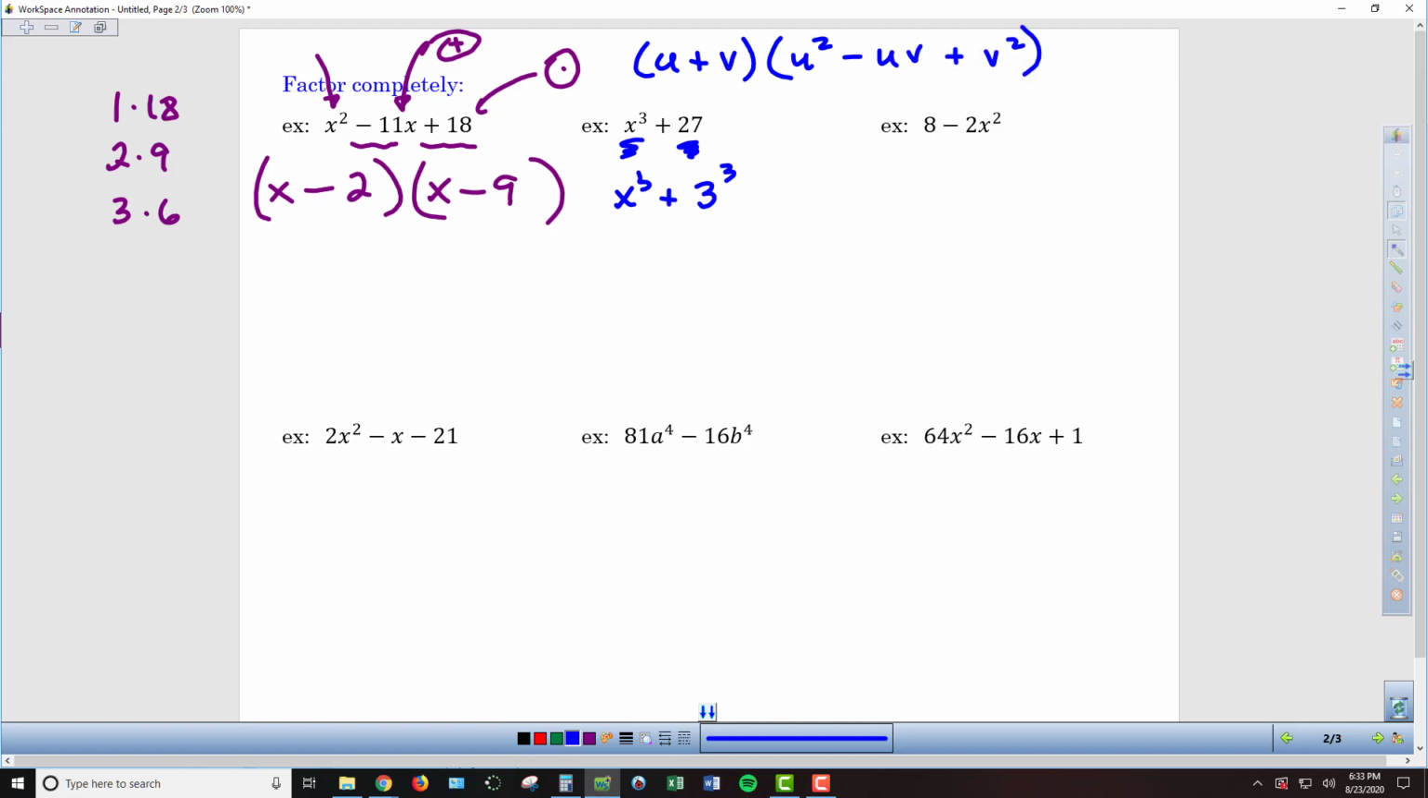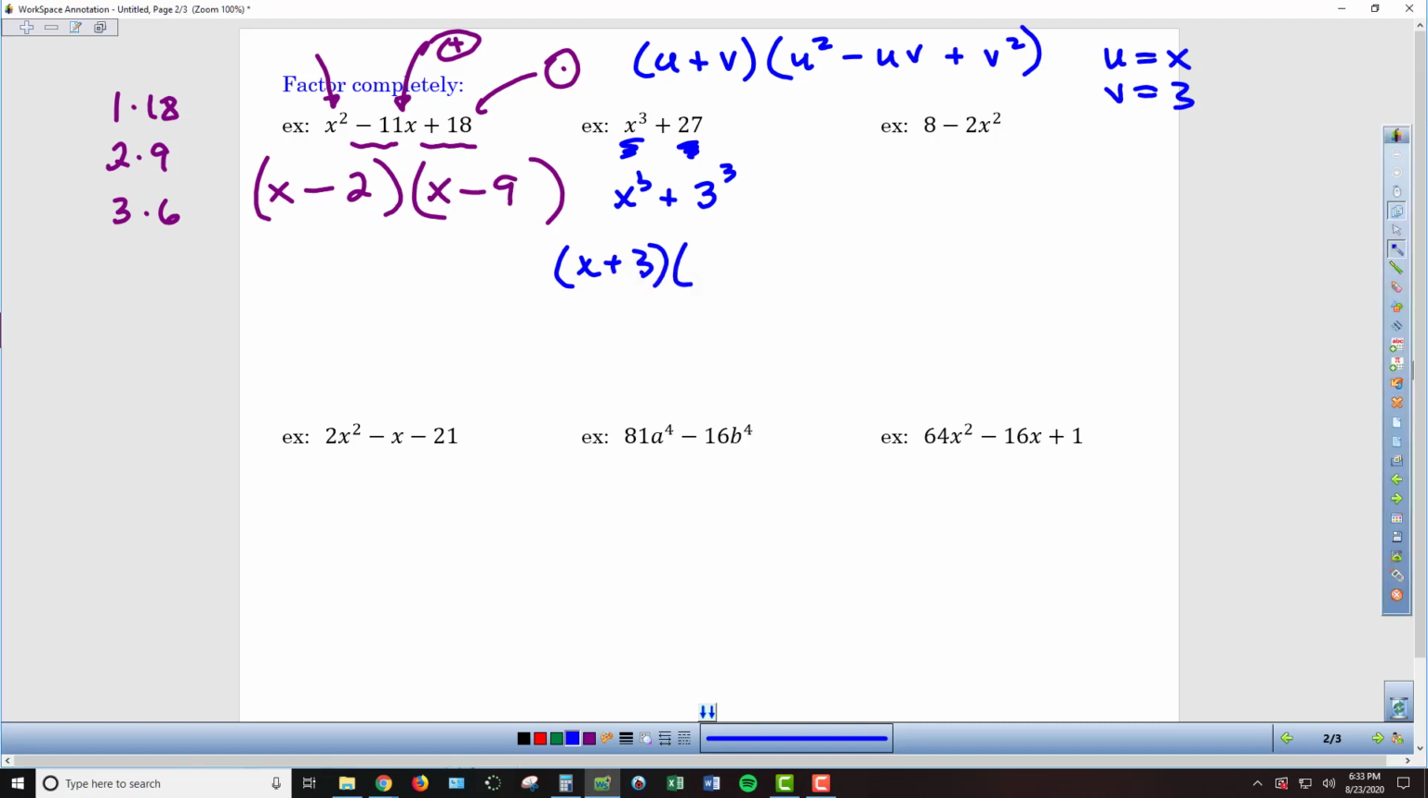And so in this case, our u, that first piece in our factorization, is the x, and then the second piece, the v, is going to be the 3. So everywhere where I see a u, I'm going to replace it with x. Everywhere where I see a v, I'm going to replace it with 3. So u plus v becomes x plus 3. Oops, let's try that again.